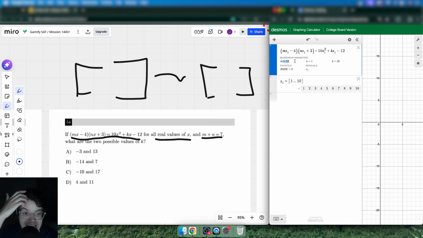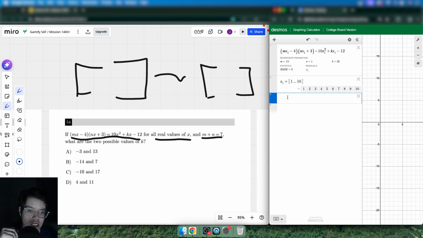As we see right now, 10 plus 1 does not equal 7, so it does not work automatically. We have to put that in there. So what you theoretically could do is just say m plus n equals 7. The issue with this is Desmos wants you to define these different constants in terms of just one constant. It doesn't want you to say m plus n equals 7.